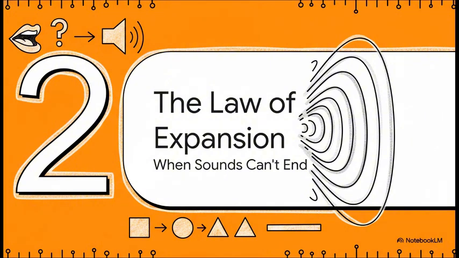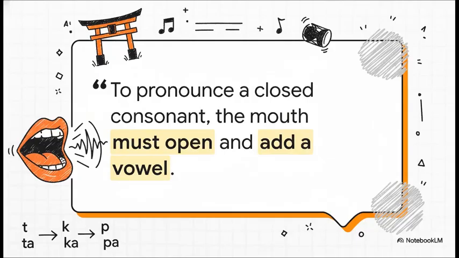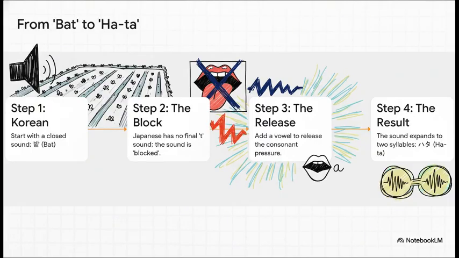So what happens when a language that's not built to end with consonants tries to pronounce a sound that does? Well, that brings us to our second big clue, a kind of linguistic rule we can call the law of expansion. And this is really the key. Because a Japanese speaker's language doesn't allow them to just stop on a hard T or K sound, their mouth physically has to open up and release that consonant with a vowel. It's almost like a built-in release valve that's forced to turn one sound into two. Let's just walk through an example to make it super clear.